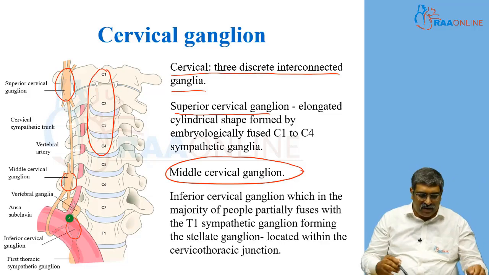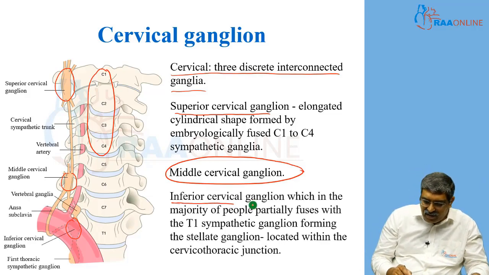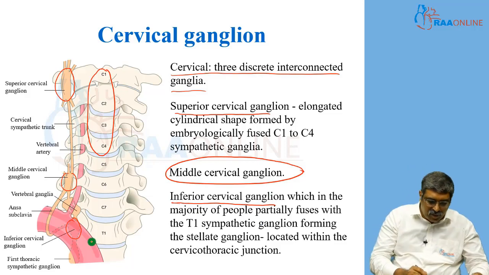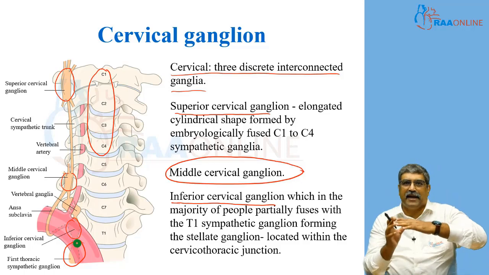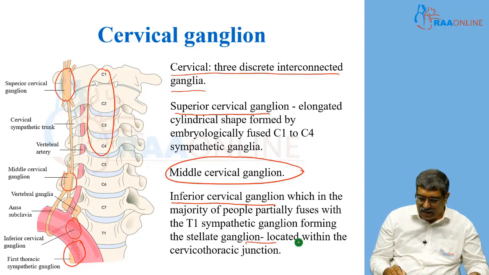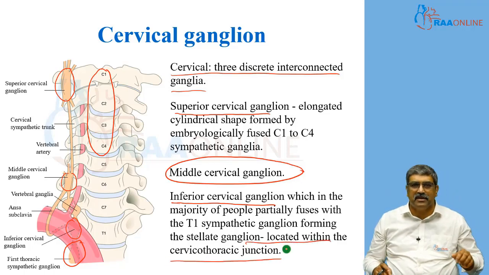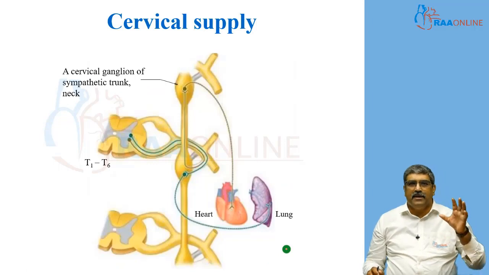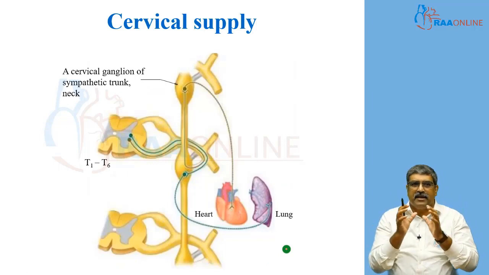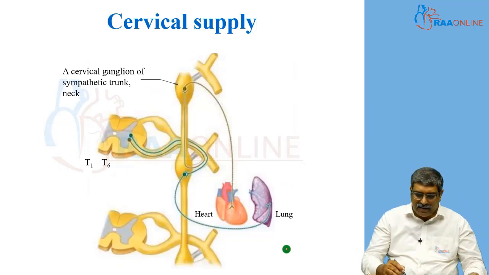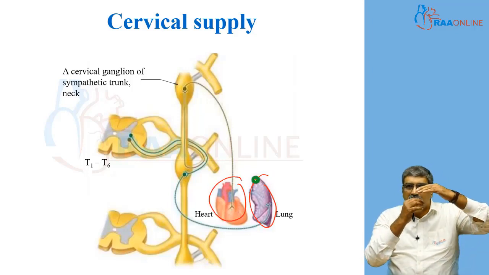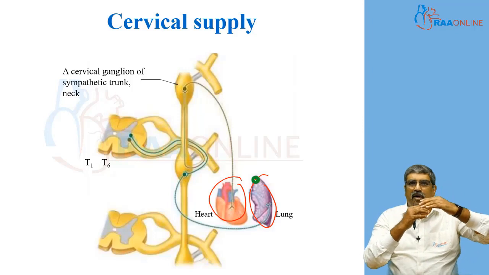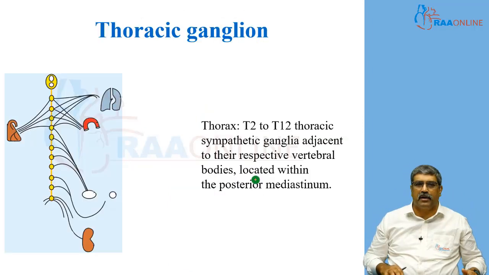And coming to the inferior cervical ganglion, this inferior cervical ganglion fuses with the first thoracic ganglion to form the stellate ganglion, which is located at the cervicothoracic junction. And this cervical part is mainly supplying the head, neck and the heart. The lung actually receives from the first thoracic part, not from the cervical part.